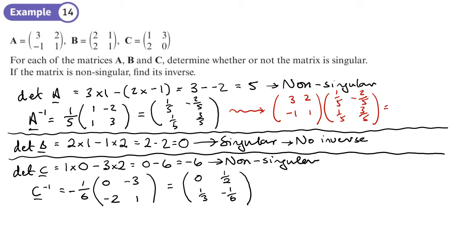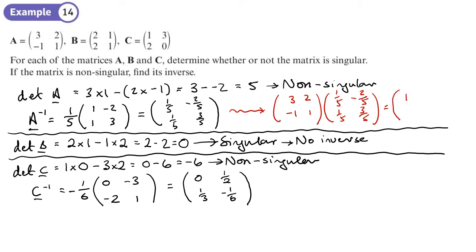Right, let's multiply them. So we will do 3 times a fifth, which is 3/5. So we're going to do this times that. That's 3/5, plus 2 times a fifth, which is 2/5. So 3/5 plus 2/5 is basically 5/5, which is 1. So we get 1 there.